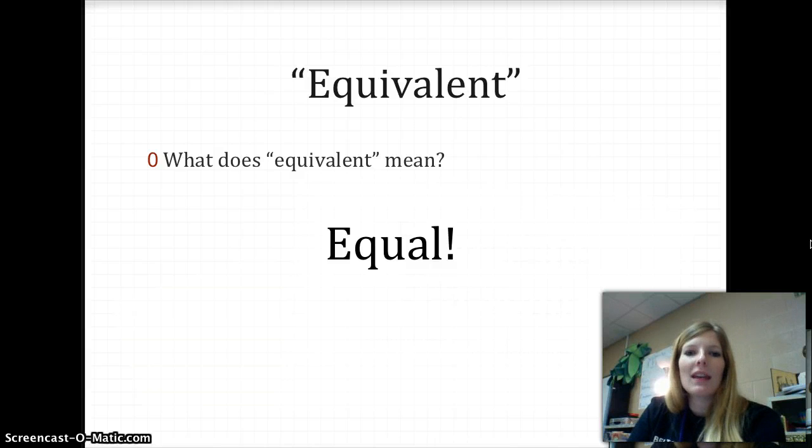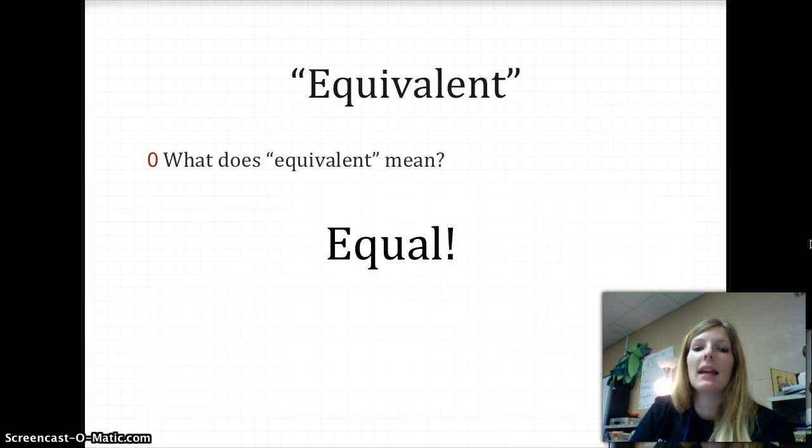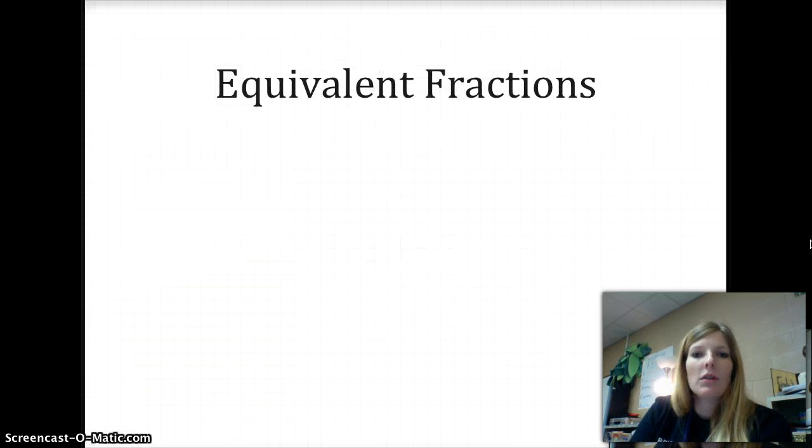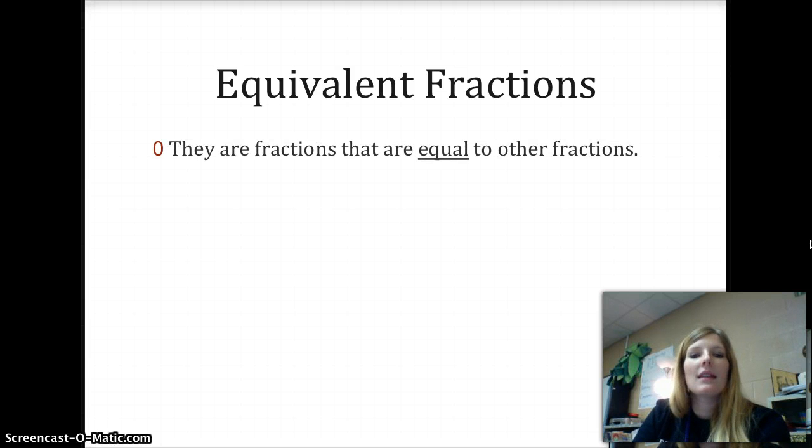What does the word equivalent mean? Equal. We talked about this today in class. It means equal or the same as. So when we're talking about equivalent fractions, we mean that they are fractions that are equal to other fractions. Go ahead and write that down in your math notebook, please. Pause the video while you do that.